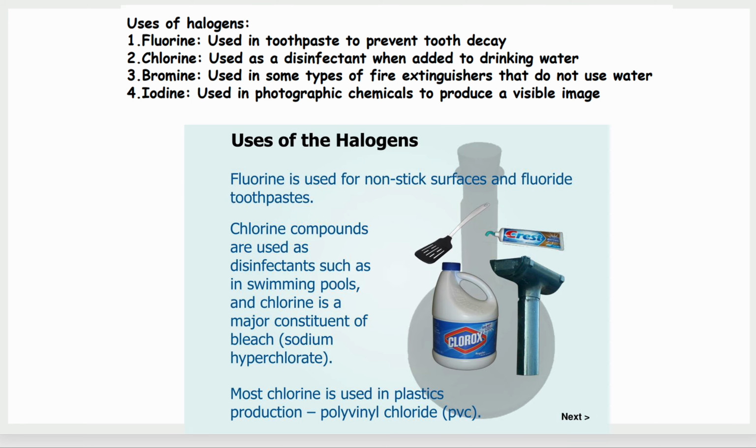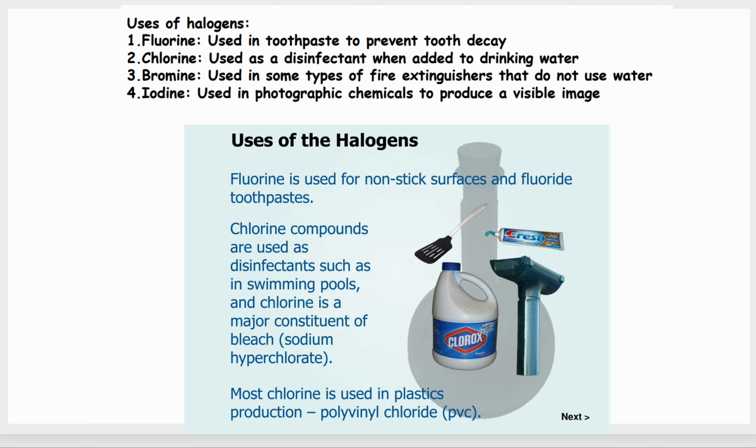Then some of the uses that we have for these: fluorine is used in toothpaste to prevent tooth decay, but remember, not as the element fluorine because it would be very dangerous. It's as the ion fluoride. So we have fluoride salts and they're added to toothpaste. Chlorine is used as a disinfectant when added to drinking water. That is the most common disinfectant because it kills bacteria.